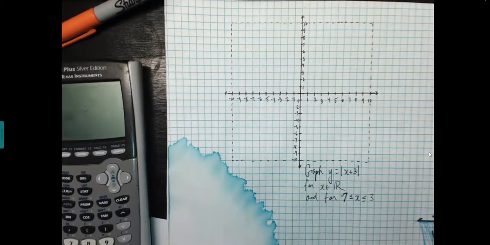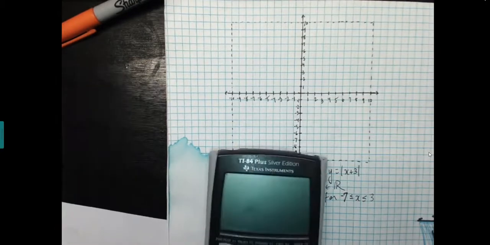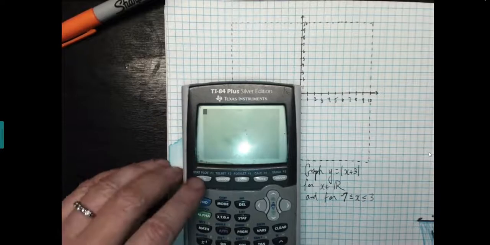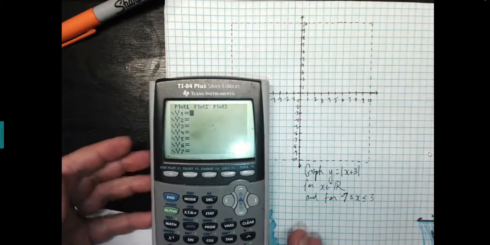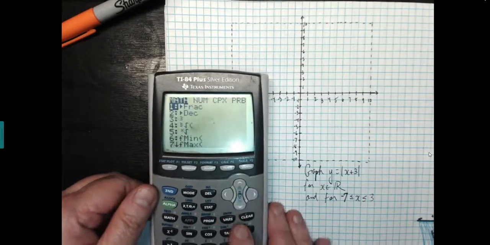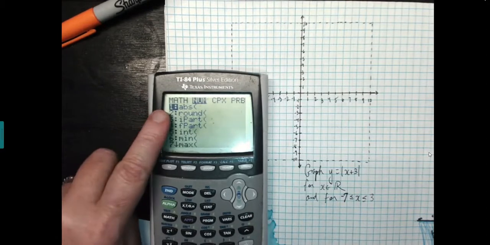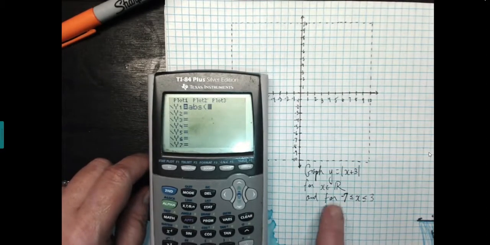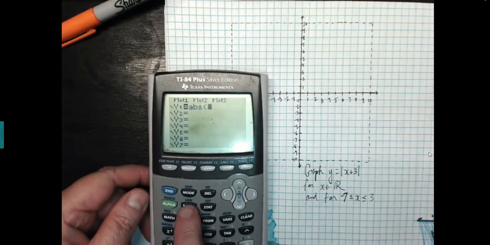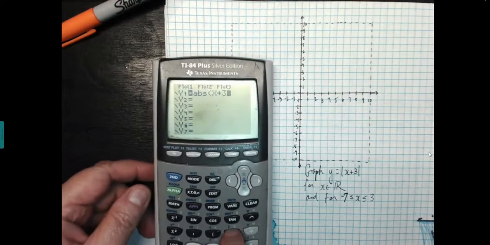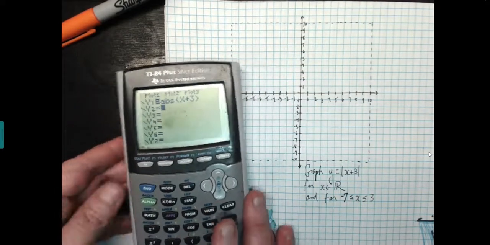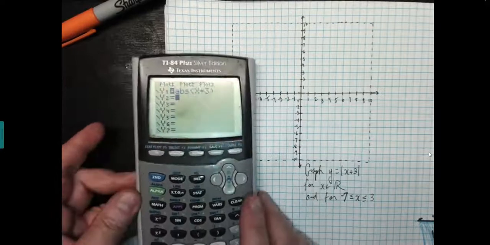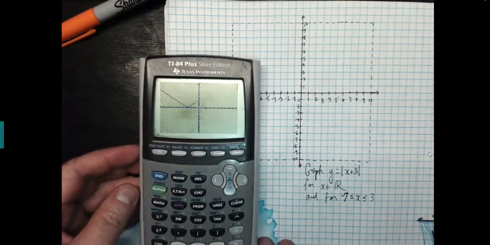So the first thing we want to do is to get a picture of it in our graphing calculator. So I'm going to press y equals. Now my calculator is quite an older model, so to get the absolute value I have to press the math button, then scroll over to NUM, and then ABS means absolute value of. And I'm going to put in x plus 3, and then close out the parenthesis. And I want to look at this on a standard window, so I'm going to do zoom 6.